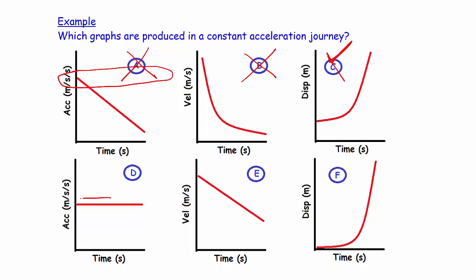This is certainly a constant velocity. This is a constant acceleration journey. This is certainly a constant acceleration journey, so that one also. This is a constant acceleration journey. The velocity is changing linearly with time. It's a negative slope, which means it's a negative acceleration. And this again looks like one of these parabolic curves, and so that will also work.